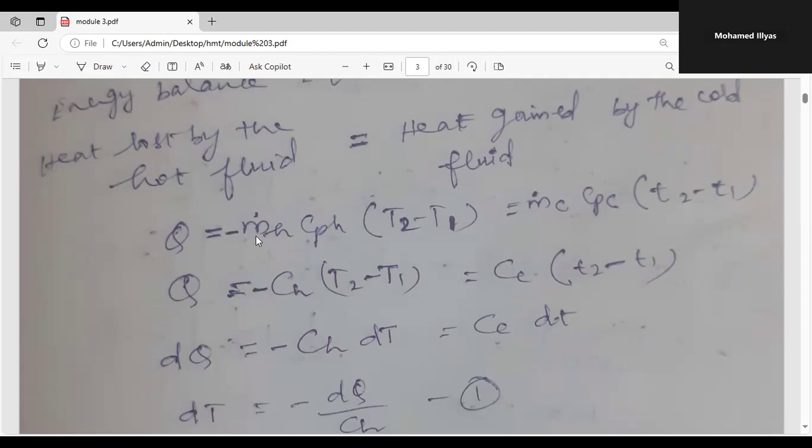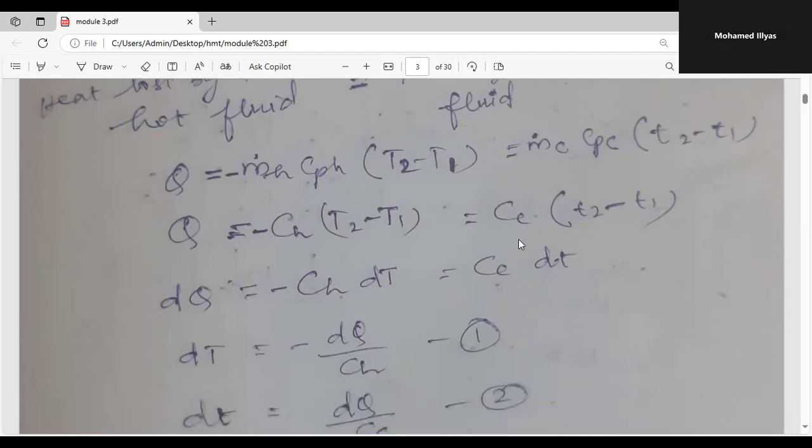As we are saying, mass flow rate into specific heat into temperature difference for the hot fluid, and for the cold fluid, mass flow rate and specific heat of the cold fluid and temperature difference. This mass flow rate into specific heat of the fluid can be written in terms of heat capacity rate, for the hot fluid and also for the cold fluid here. So what we do here, we multiply by the minus sign for the hot fluid, so that your Q will be positive here.